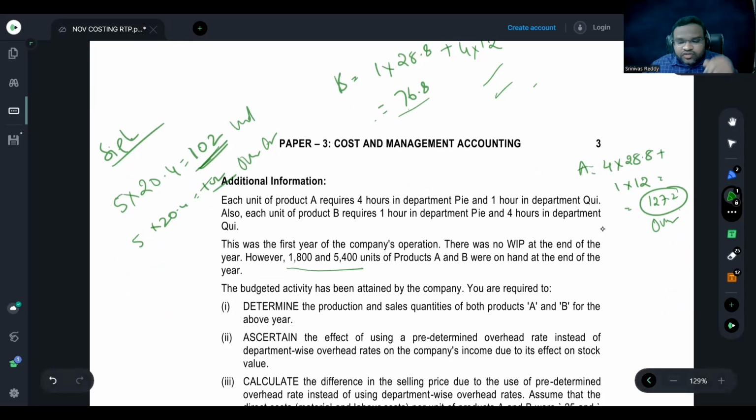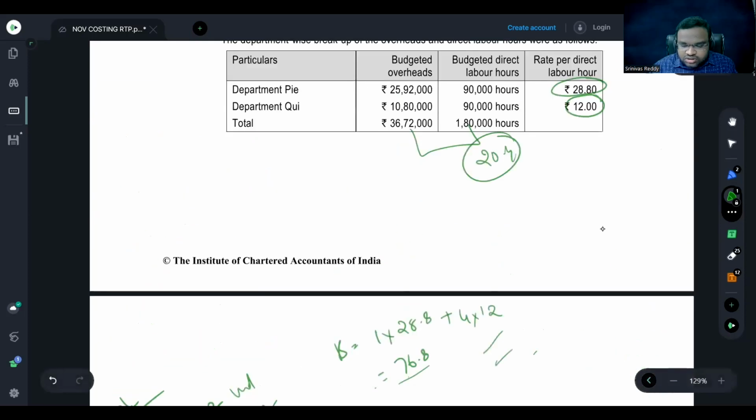Because ultimately, if it is produced and sold, it would have affected your costing P&L. There you would have worked out under absorption or over absorption. But in the closing stock, you may have this under absorption or over absorption that you need to eliminate. The budgeted activity has been attained by the company. That means you are able to produce these number of units.